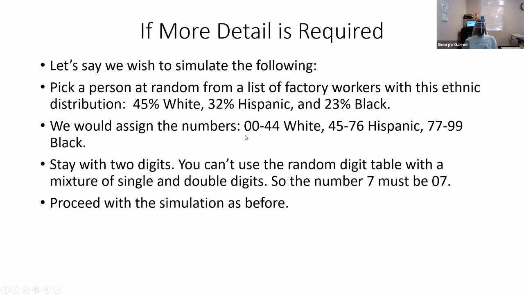99. So don't start with 0, 1 and go up to 100, because you're mixing 2-digit numbers and 3-digit numbers, and that won't work. Stick with whatever you've decided on, 2 digits, 1 digit, 3, don't mix up with another count. So stay with the 2 digits, and the number 7 has to be 07, because if not, then you're mixing 1 digits with 2 digits, and that doesn't work either. So no mixing up the amount of digits.